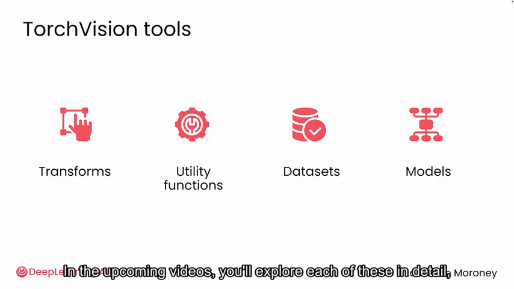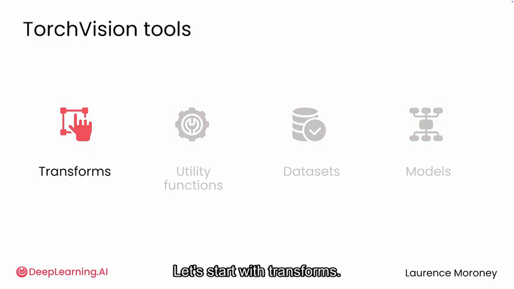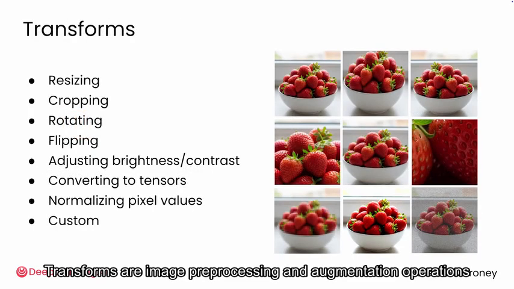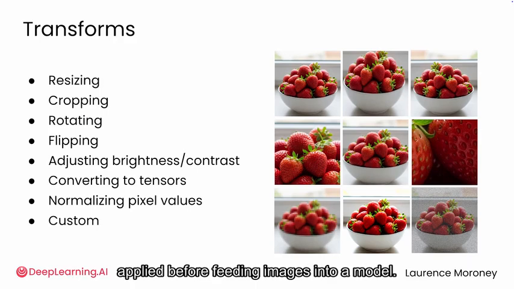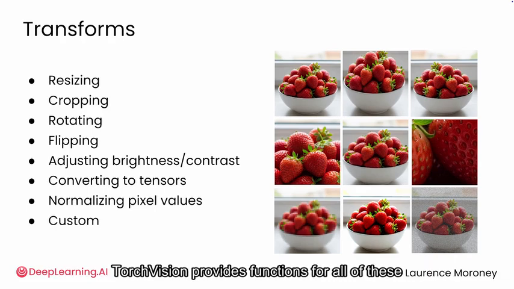In the upcoming videos, you'll explore each of these in detail, but for now, let's take a high-level overview of each of them and their importance. Let's start with transforms. Transforms are image preprocessing and augmentation operations applied before feeding images into a model. These include resizing, cropping, rotating, and a whole lot more. Torch Vision provides functions for all of these and allows you to create custom transformations.